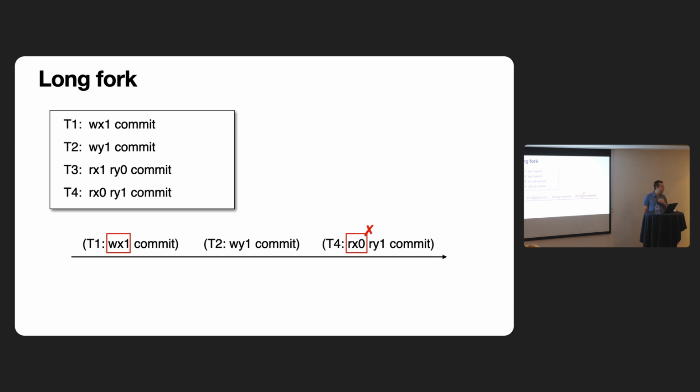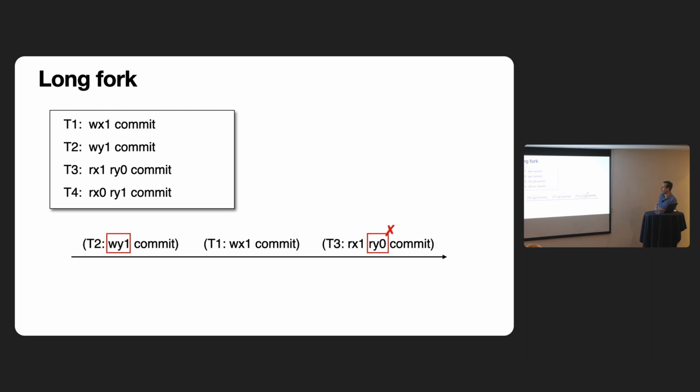No, because to see these values, T3 should start after T1 committed but before T2 committed, and T4 should start after T2 committed but before T1 committed. And this means we have a contradiction. So essentially, snapshot isolation is very similar to serializability in this respect: transactions commit on a single timeline, and you have to see a prefix of this timeline. So you cannot selectively pick and choose.